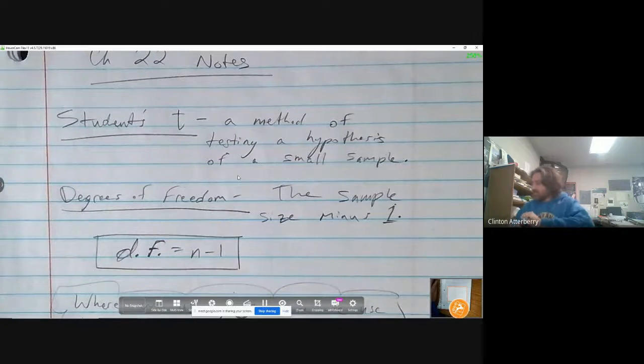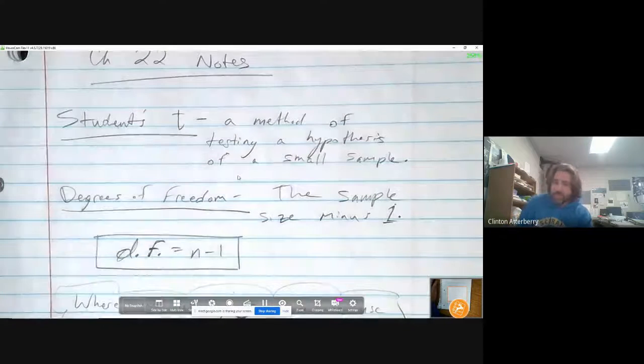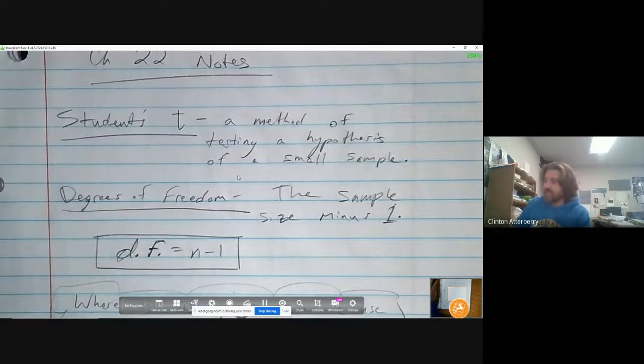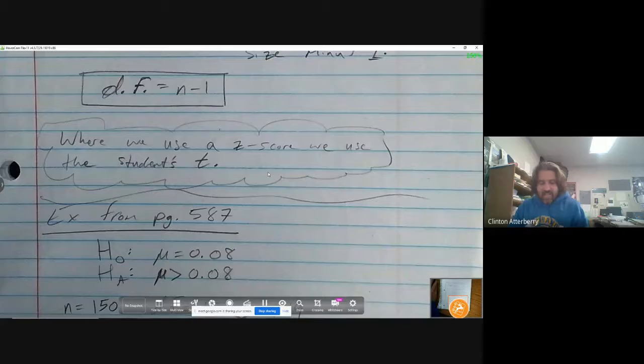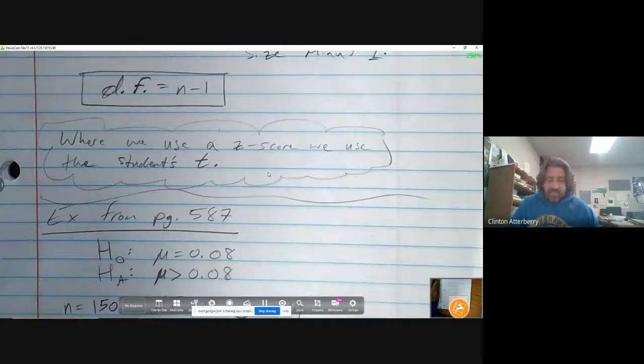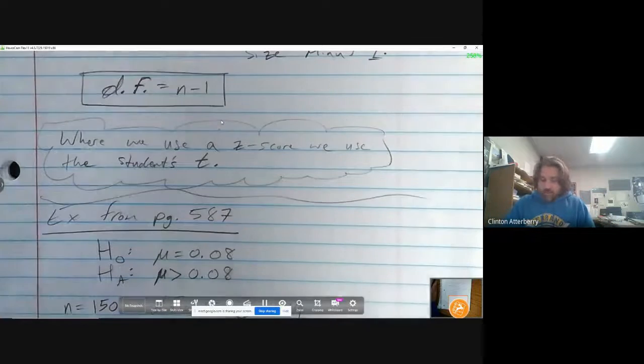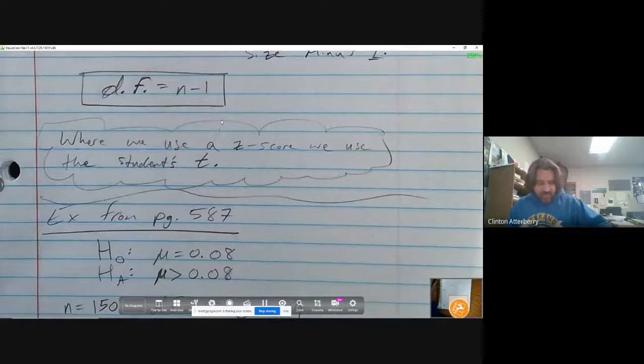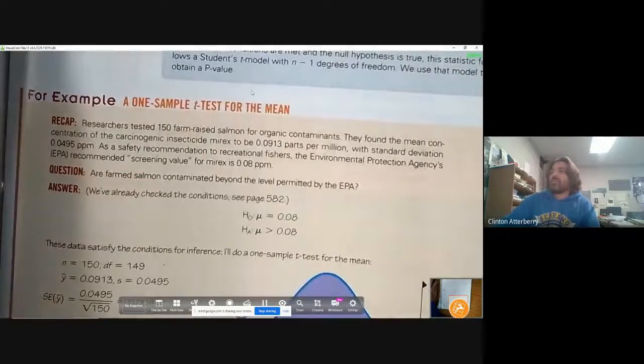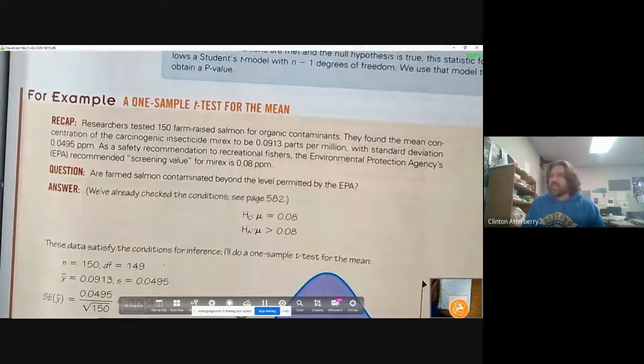All right, so we're just going to jump right to an example from the book as far as what we do with this whole Student's t. The example is from page 587. So let's take a look at page 587 and see what that has to say about this whole Student's t. So it says a one-sample t-test for the mean. This is kind of the big idea here.